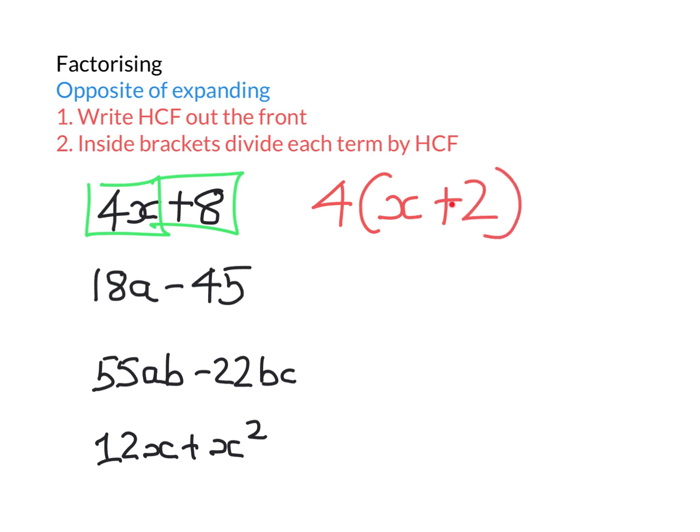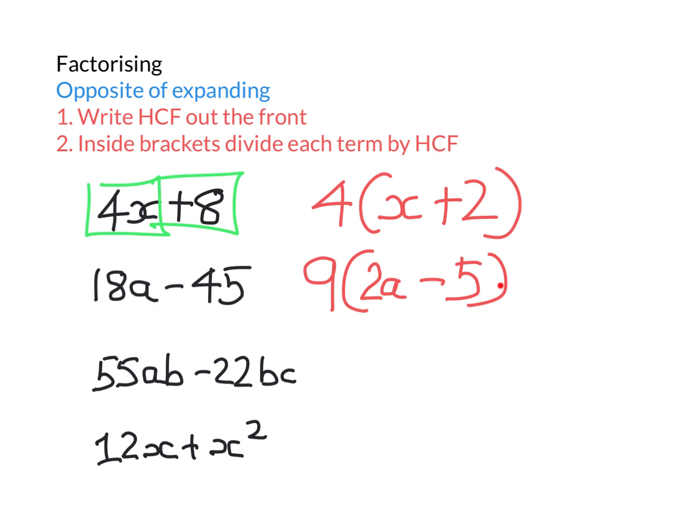If I were to expand this, I would get this. So factorizing and expanding undo each other just like multiplication and division. So for something like this, two terms, 18a, negative 45. The highest common factor of 18 and 45 is 9. What do I times by 9 to get 18a? You times by 2 to get to 18, and you need an a. What do you times by 9 to get negative 45? Well, that's just negative 5.